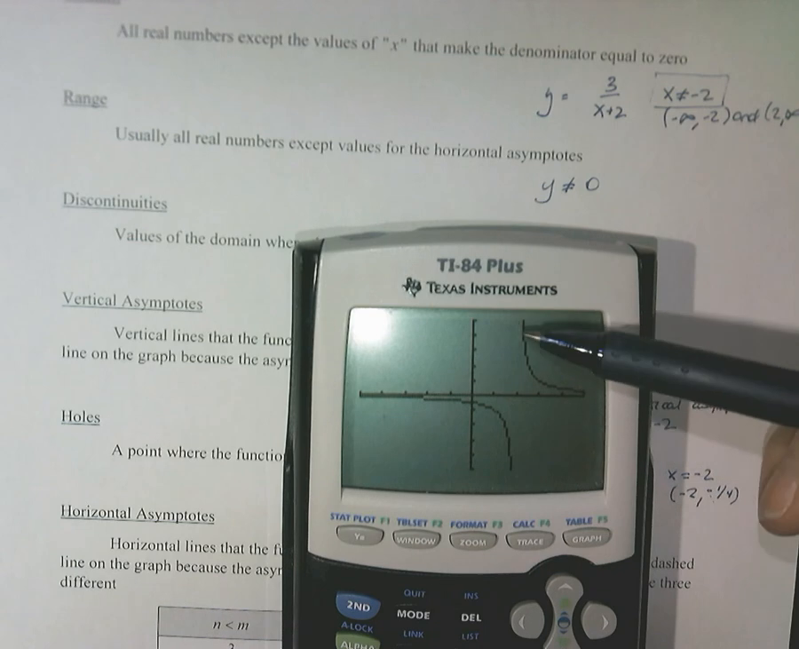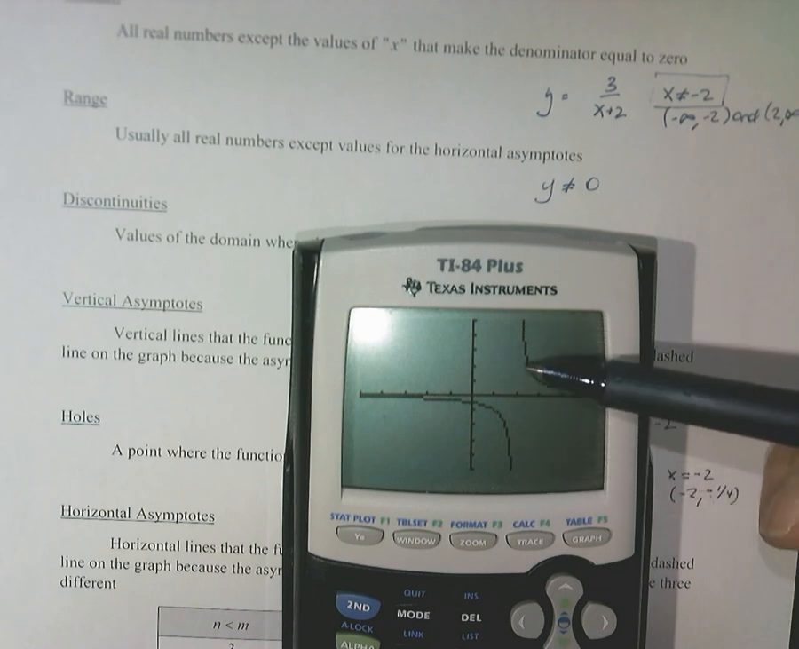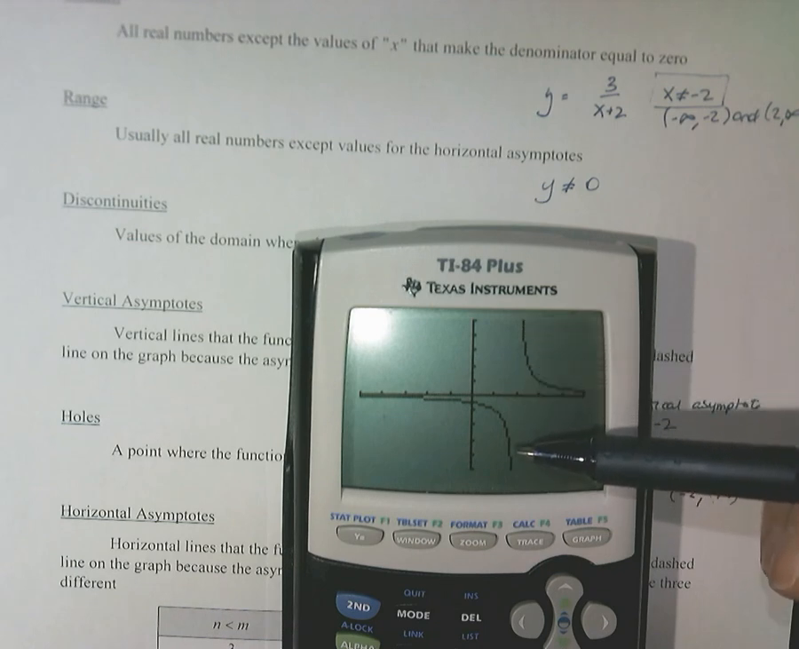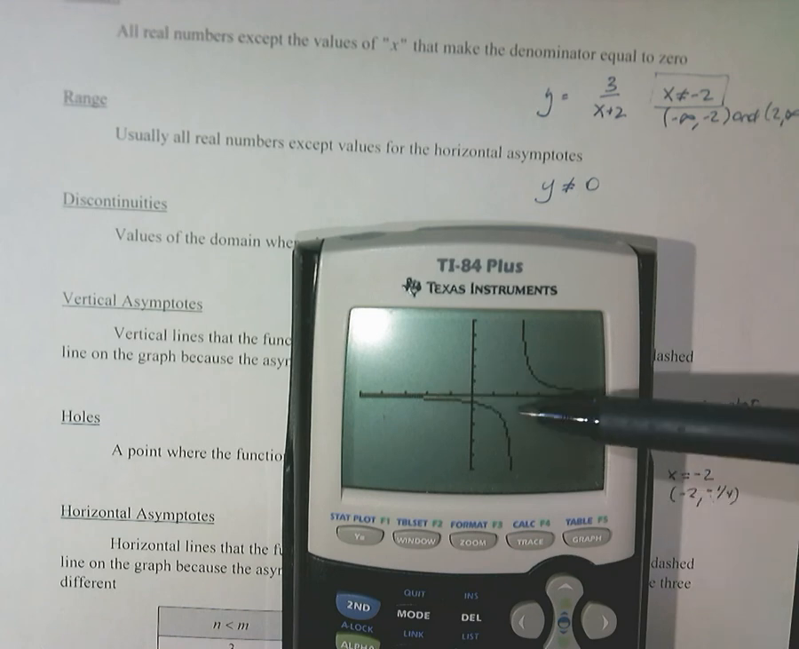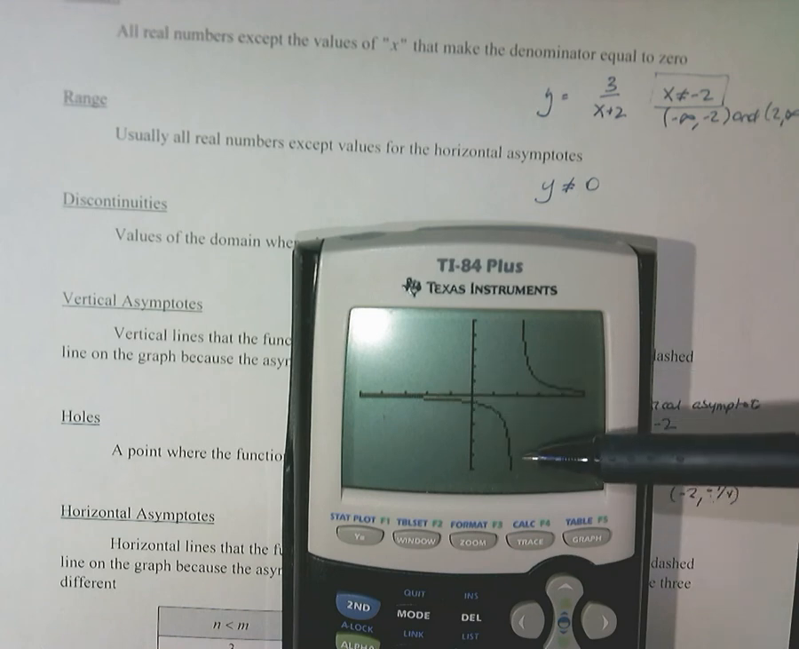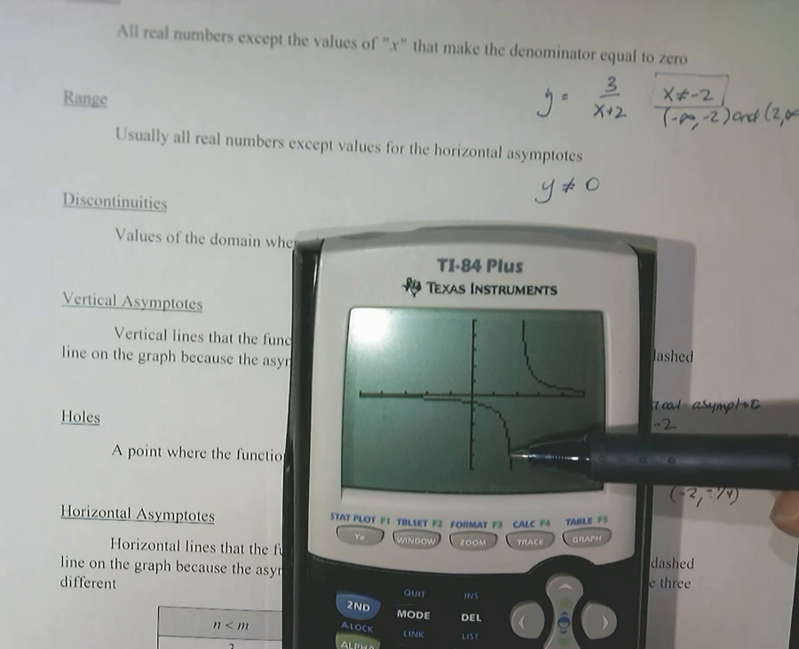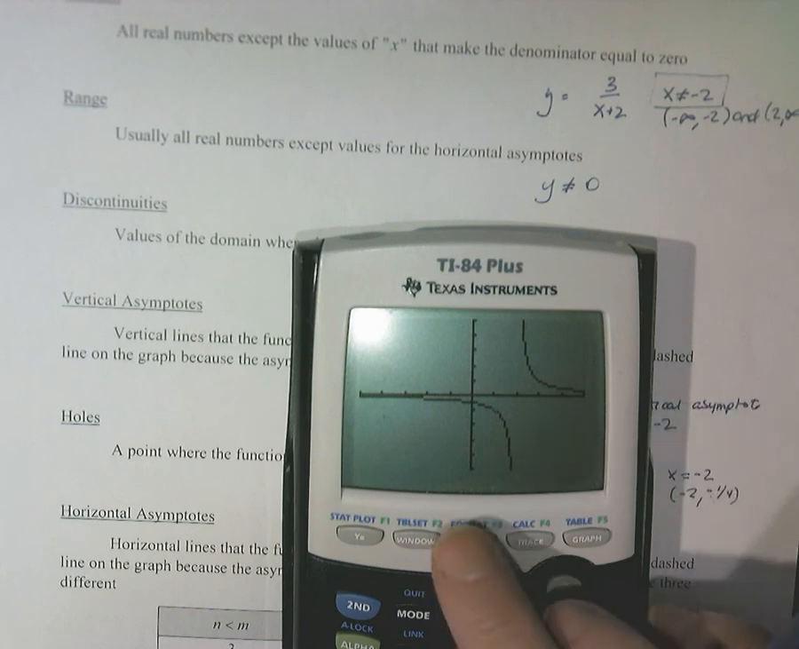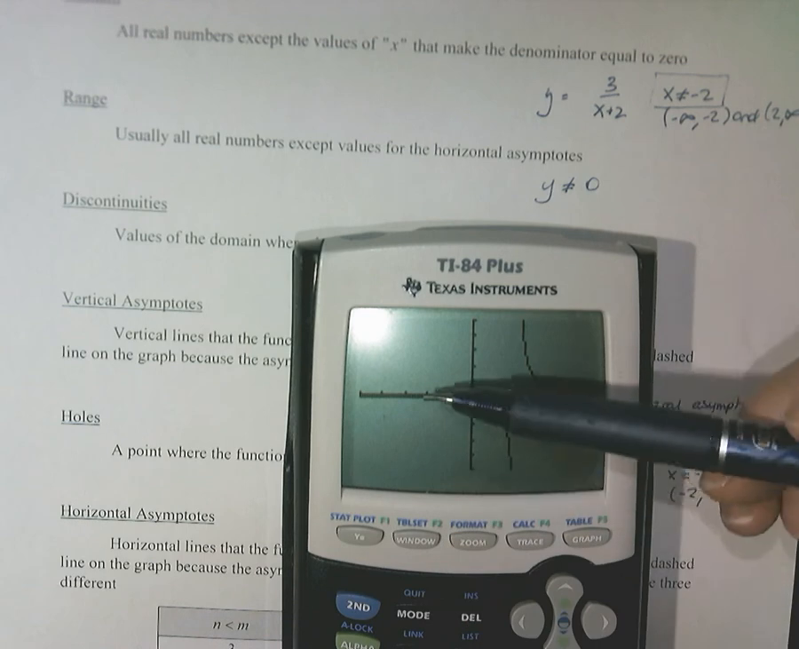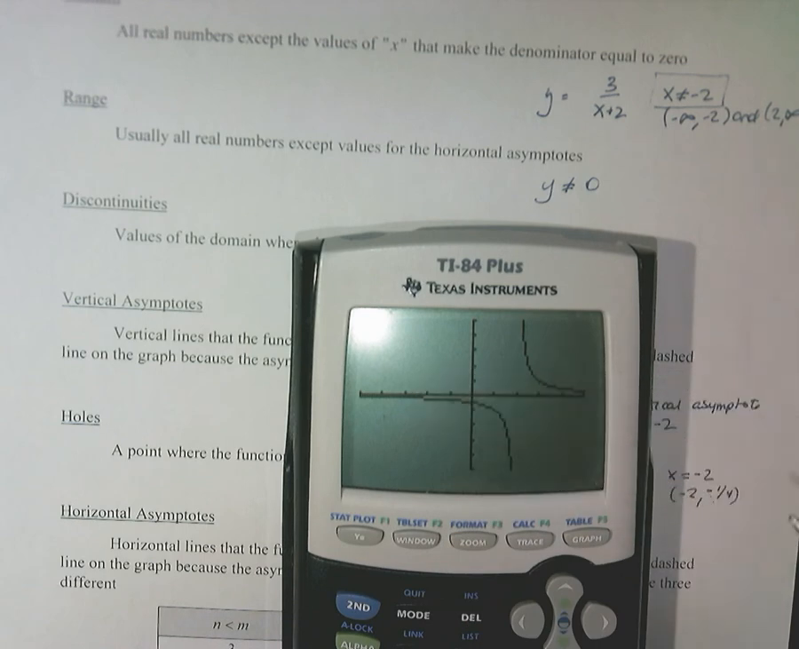You can see the vertical asymptote at x equals a positive 2. And you can't see a hole at negative 2 because, first of all, this is very pixelated. And it looks kind of jagged. It's supposed to be smooth. But we also need to look at the window. So I want to focus in at this point negative 2, negative 1/4.